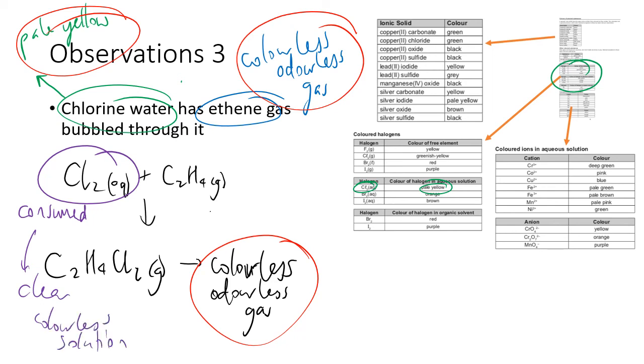Okay, so there's a couple of examples of how to use the data sheet for ionic equations and observations. Okay, if you want practice, you come ask me and I'll give you some sets to do, okay? All right, that's all.